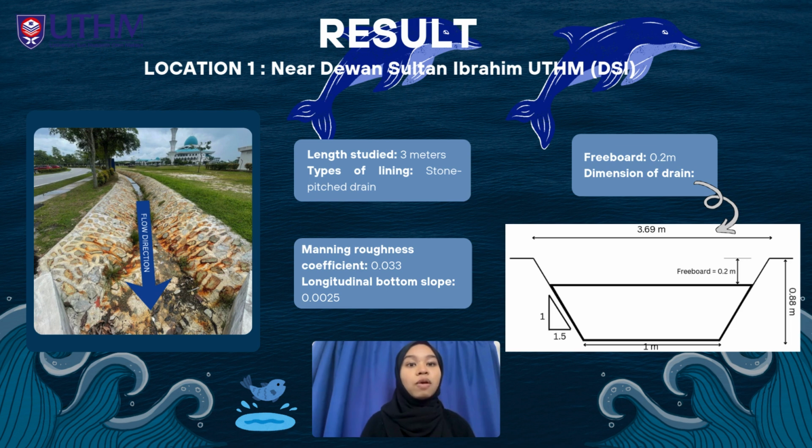The bottom slope of the drain is 0.0025, showing that the drain has a gentle slope. The drain has a bottom width of 1 meter and a top width of about 3.69 meters. The total depth is about 0.88 meter, including a freeboard of 0.2 meters. The freeboard provides extra space so that water does not overflow during heavy rain. Overall, the drain at location 1 is safe and suitable for managing surface runoff in this area.